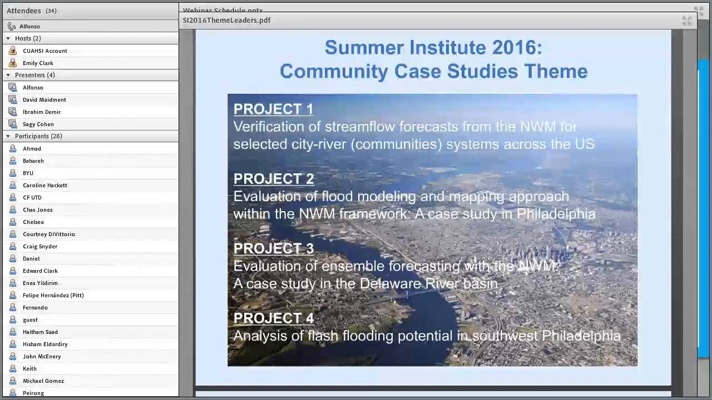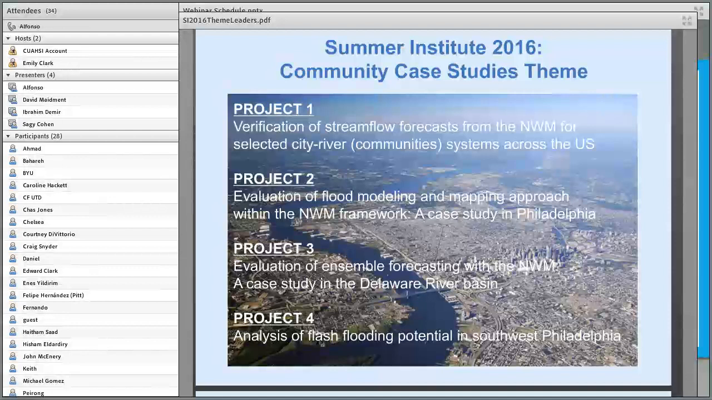The third project we're suggesting is to evaluate ensemble forecasting with the National Water Model, again possibly with application in the Delaware River, so that we can use those outputs to feed project two, the case study in Philadelphia. And with project three, what we are envisioning is that we could use precipitation ensembles to force the National Water Model, and that way we can generate some estimates of stream flow forecast uncertainty. Not only is the goal to estimate uncertainty, but the idea is to see if, as has been shown already, you can gain skill by using ensemble forecasts. And the last project is to look at flash flooding within Philadelphia.